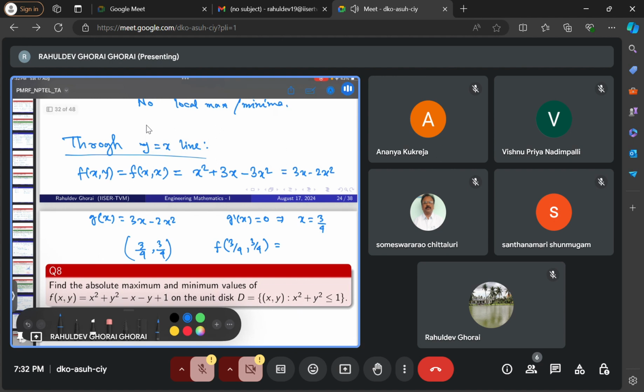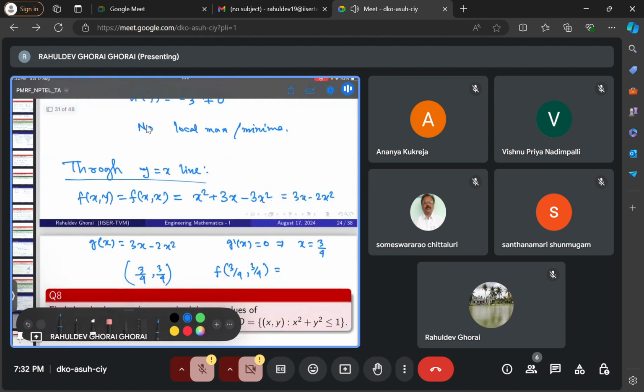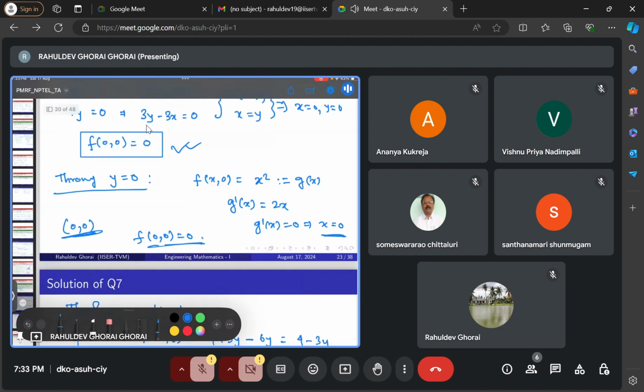So f at 3 over 4, 3 over 4 will be some value. Let's find out. 3 times 3 over 4 minus 2 times 9 over 16, right? So that will give you 9 over 4 minus 9 over 8, which is 9 times, 1 over 4 minus 1 over 8, that is 1 over 8. So it will be 9 over 8.